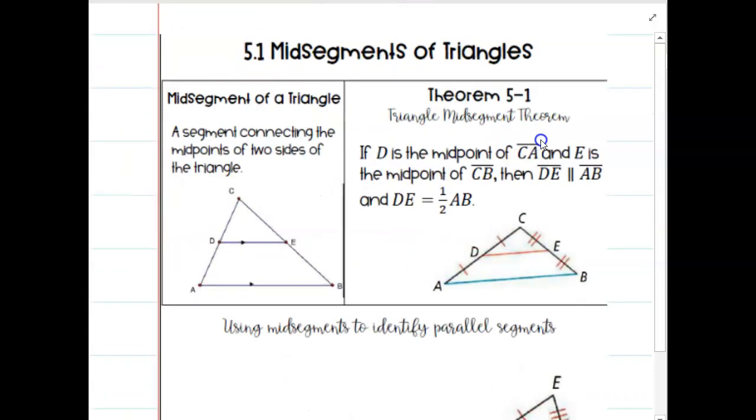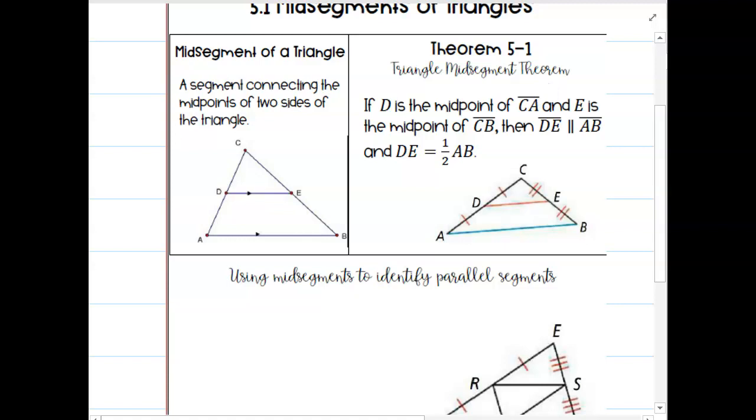The question talks about what's called a mid-segment. A mid-segment is exactly what it sounds like. It's a midpoint of a segment, but specifically, it's the midpoint of the side of a triangle. For example, in this picture, you have this side of the triangle AC. This point D right here is the midpoint. And then for this side CB, E is the midpoint.